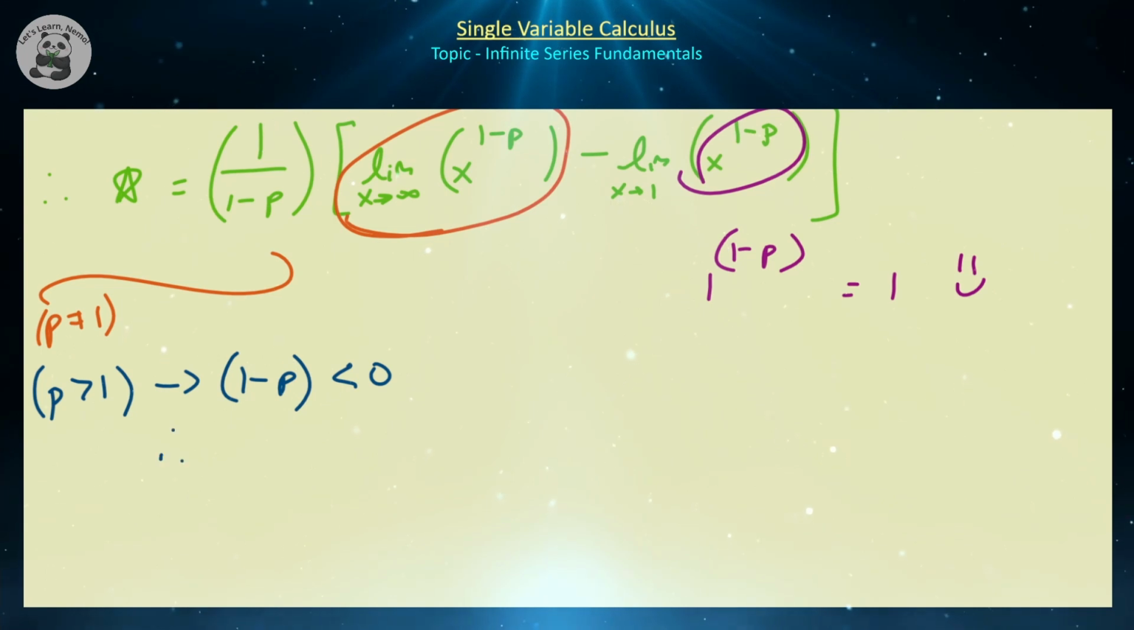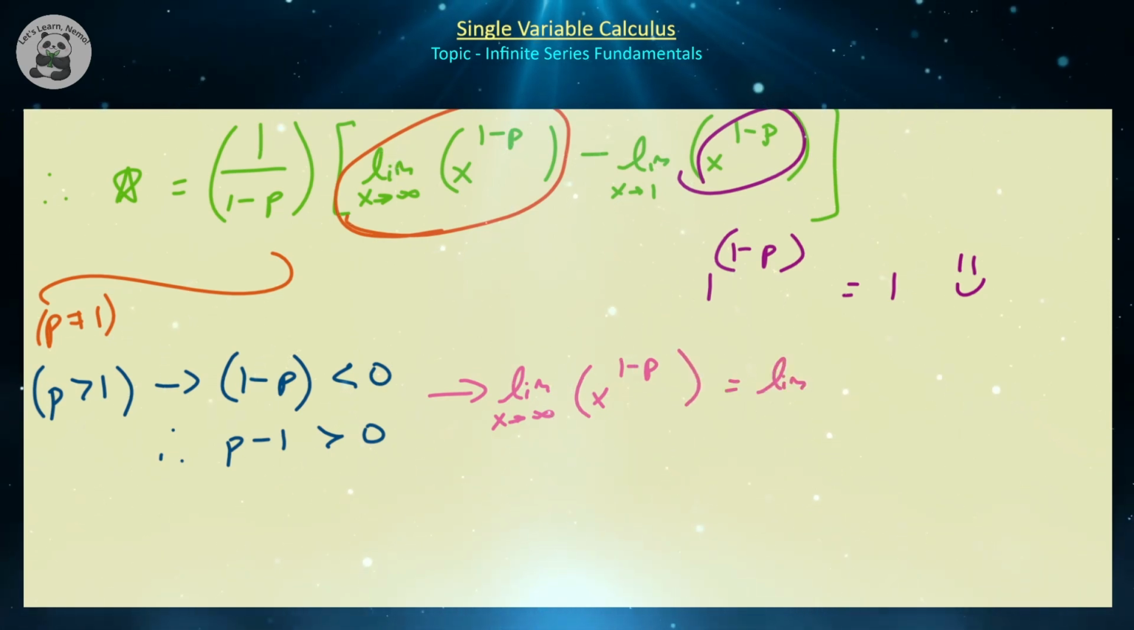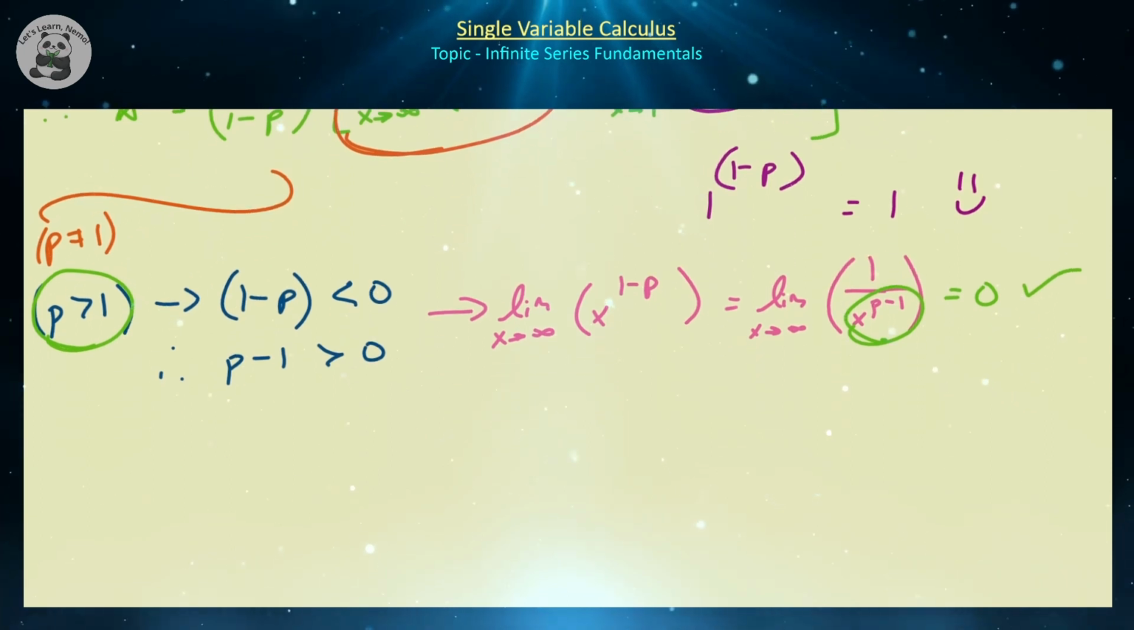And when 1 minus p is negative, that means p minus 1 is a positive number. So that means the limit as x goes to infinity of x to the 1 minus p, where 1 minus p is negative, I can write as the limit as x goes to infinity of 1 over x to the p minus 1, where p minus 1 is positive. If that's a positive exponent, that means it's like x squared, x cubed, x to the fourth. So that grows without bound, and hence this is equal to 0, which means that that integral converges, which means the associated infinite series also converges for p greater than 1. So that's a very good thing.